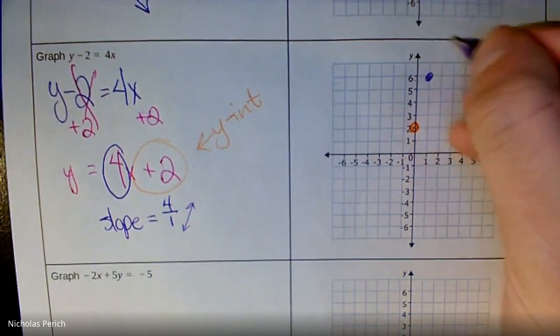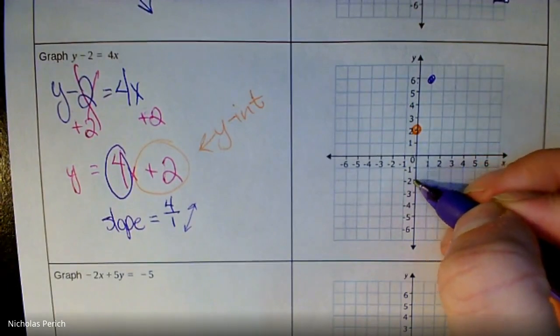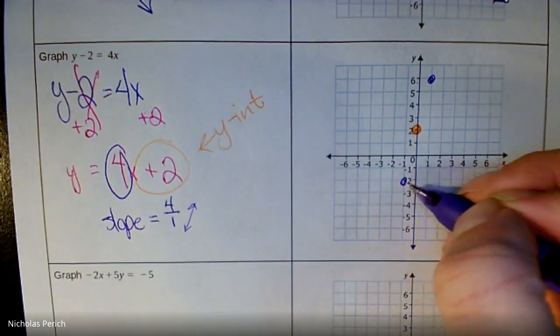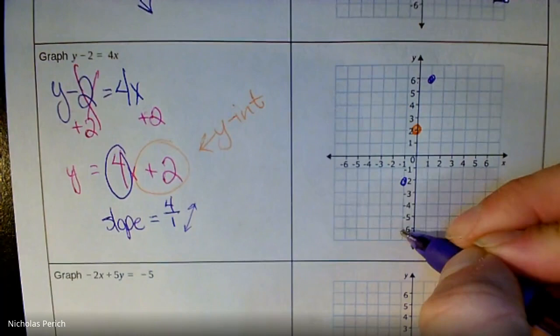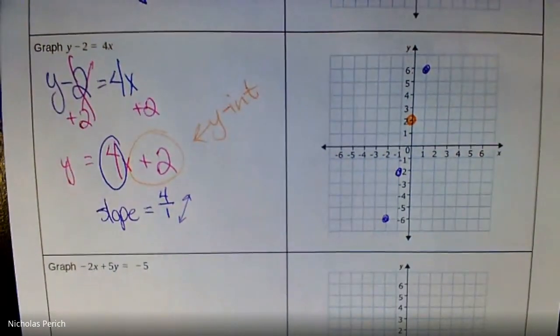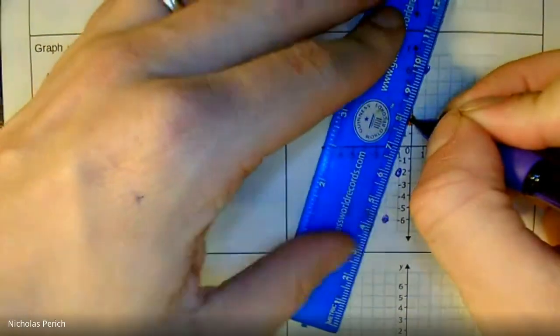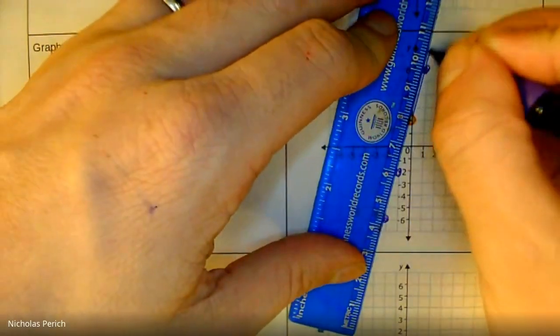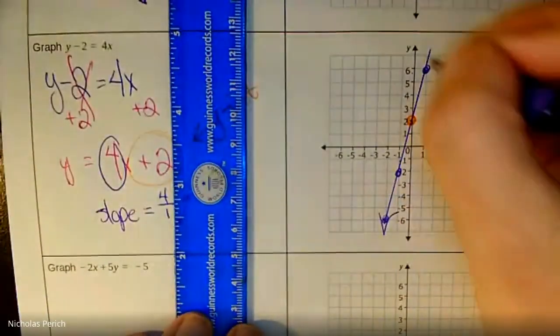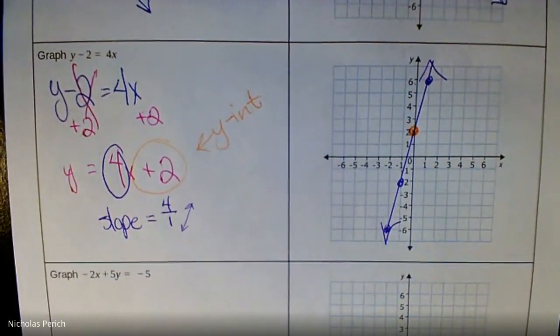Up 1, ran out of room. Go back to the original dot. Down 1, 2, 3, 4, left 1, put a dot. Down 1, 2, 3, 4, left 1, put a dot. Down 1, 2, 3, 4, ran out of room. Once you have enough dots, draw a straight line. And there you have it.